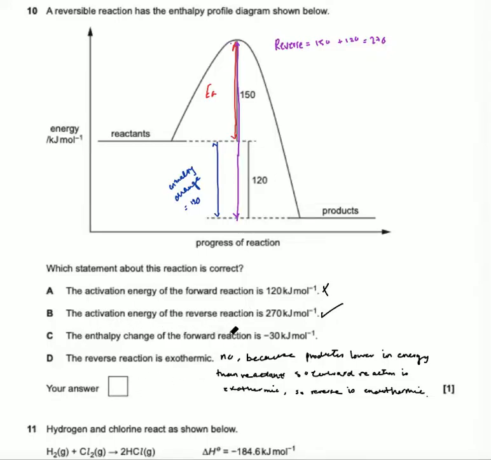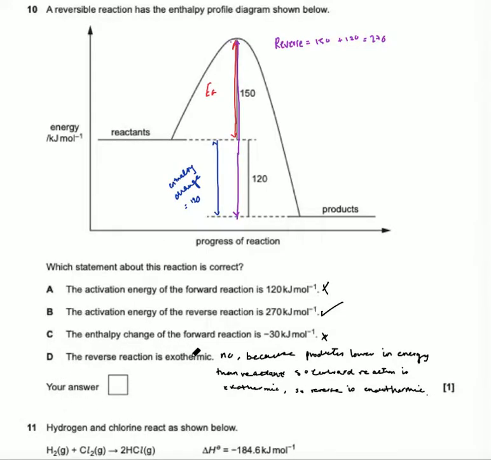The enthalpy change of the forward reaction is -30. Well, okay, the enthalpy change is marked by going from the reactants to the products, and it's this line only. Yeah, you don't count the activation energy, and so therefore you go straight away from the reactants to the products, and that's marked here as 120, not -30. The reverse reaction is exothermic. Well, no, because this shows you the forward reaction, and the forward reaction is exothermic because the products are at lower energy than the reactants. So if the forward reaction is exothermic, the reverse reaction has to be endothermic, not exothermic.